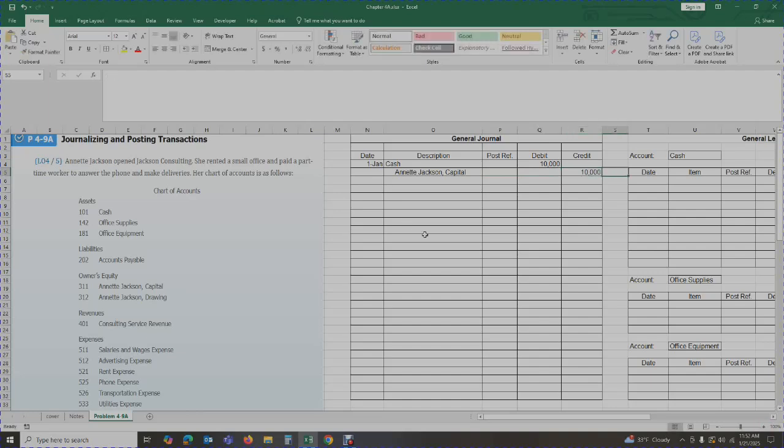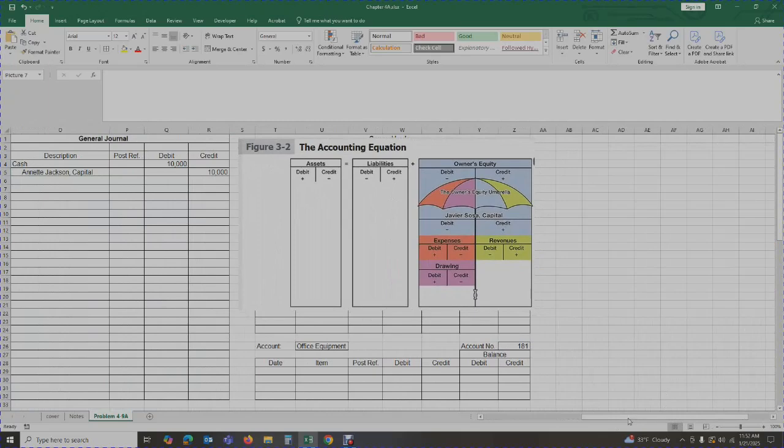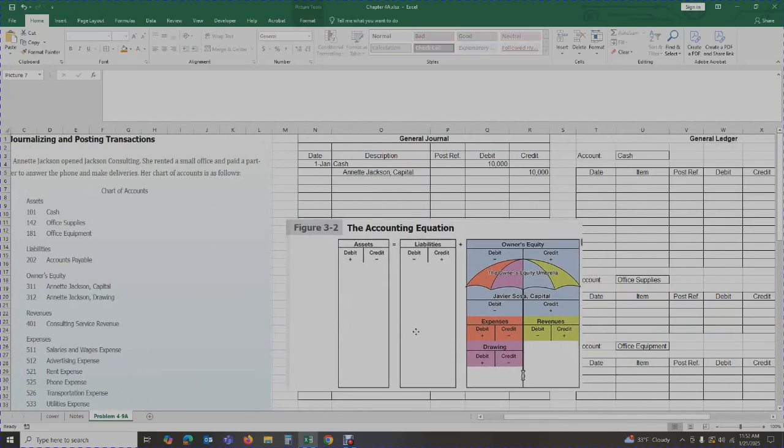So at this point, I am sure I lost all of you. How do I know whether to debit or credit? This takes you back to chapter 3. You need to have this handy. Let me move it a little bit here just for now, so that we can see it.